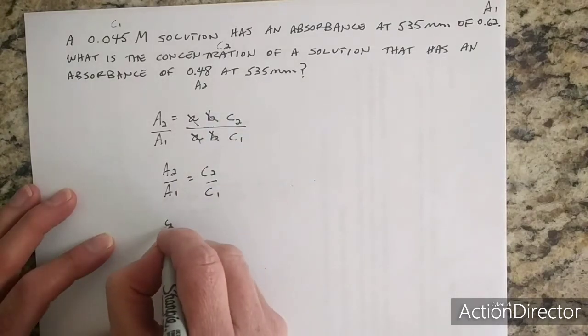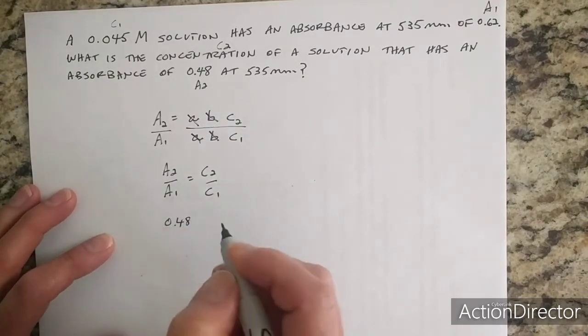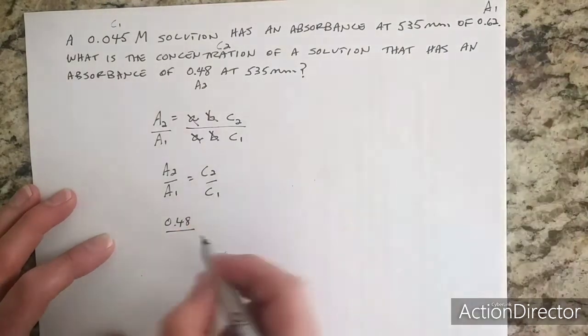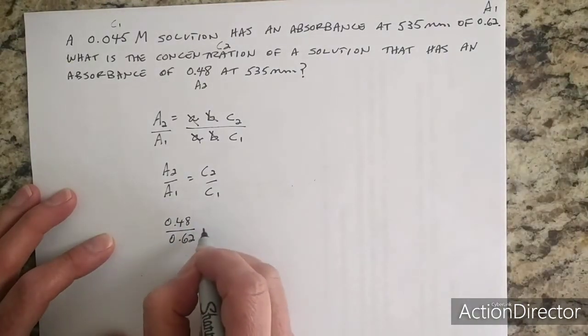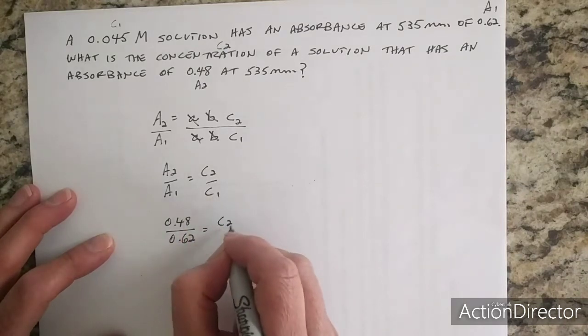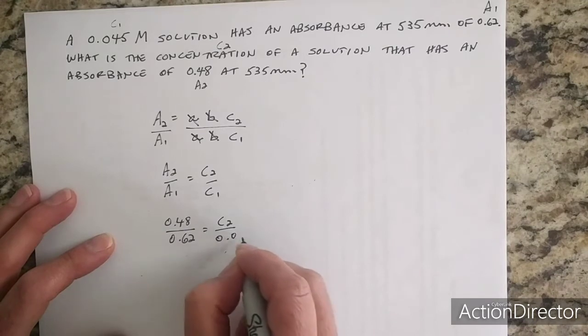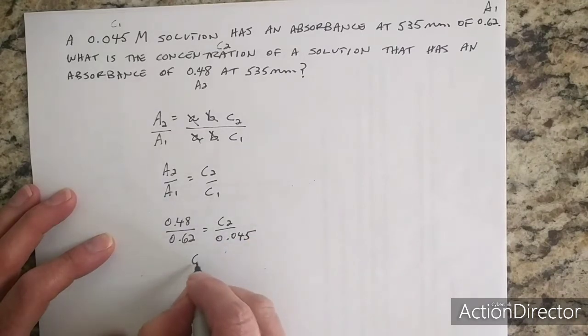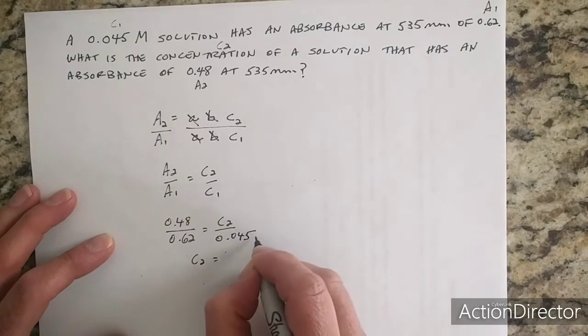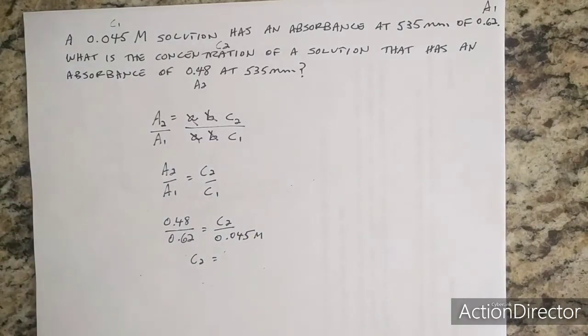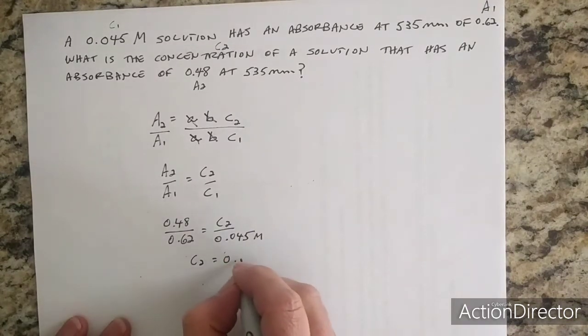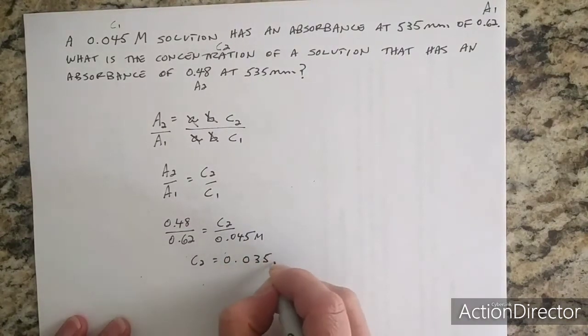So our A2 is 0.48 and our A1 is 0.62. Our C2 is what we're looking for, and our C1 is 0.045. So just solve for C2, and that's molar. And we get 0.48 times 0.045 divided by 0.62 equals, take that out of scientific notation, and we get 0.035 molar.